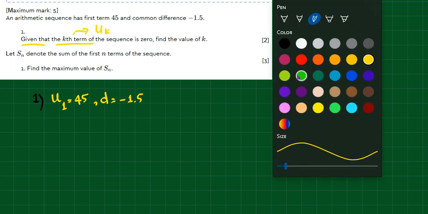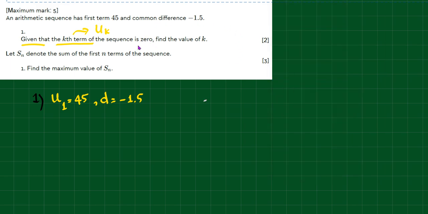given that Uk equal to 0, find the value of k. So they say Uk equal to 0, and then find k. As I told you, to find any unknown term, we have a formula, Un equal to U1 plus (n minus 1) times d, right?